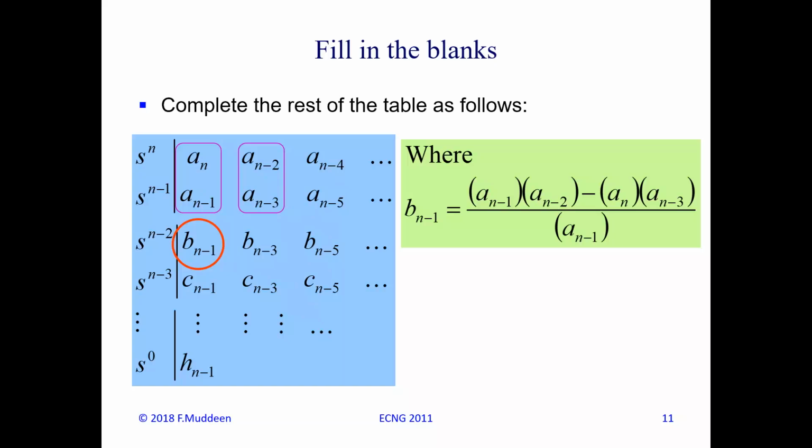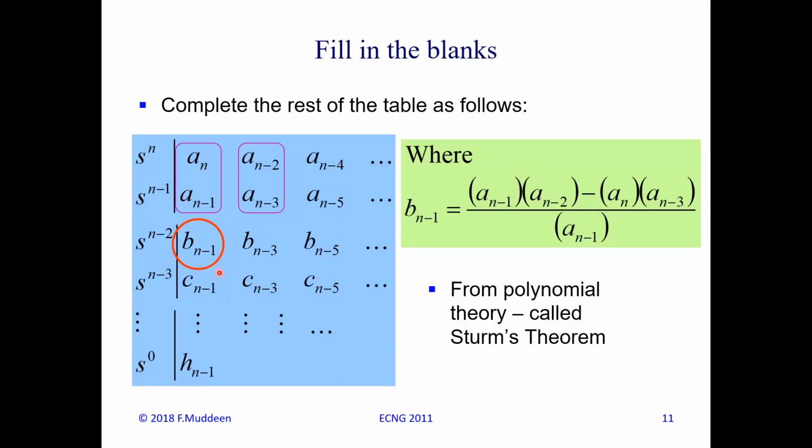This equation is known from polynomial theory, referred to as Sturm's theorem. So in finding our next row, we cross multiply using the lower left coefficient here. We cross multiply, then subtract this cross multiplication, and divide the entire result by this value here, in order to obtain this value accordingly.